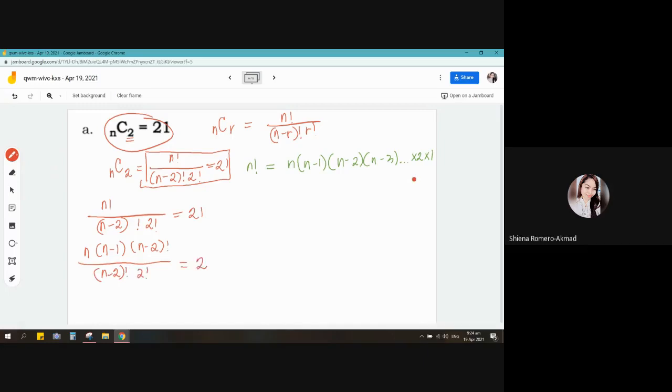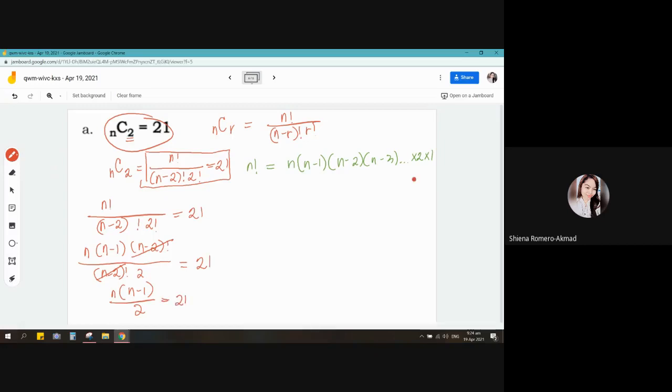So, pwede na tayo mag-cancel out, right? Pwede natin to i-cancel out. Si 2 factorial, what is the equivalent of 2 factorial? What is 2 factorial? 2. So, we have n times n minus 1 divided by 2 equals 21.